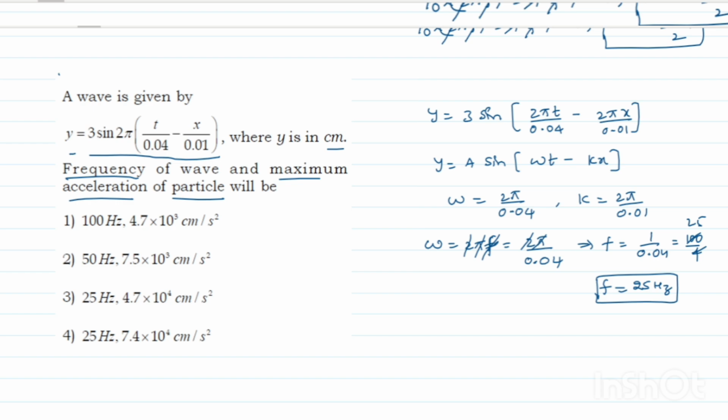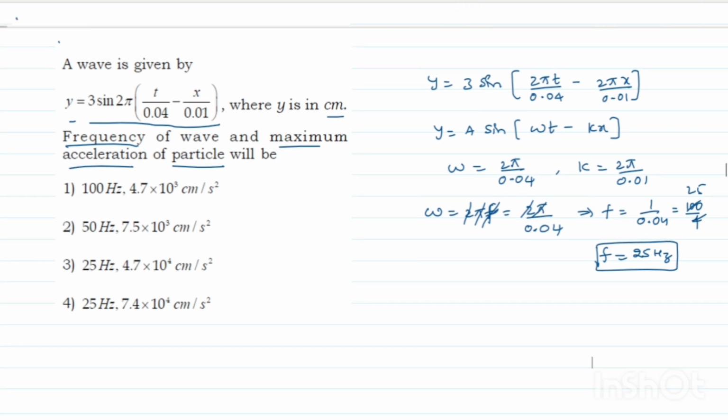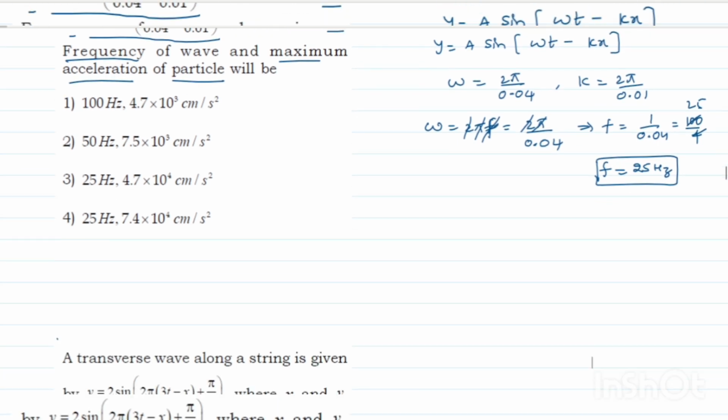Now let us calculate the maximum acceleration of the particle. The maximum acceleration of the particle will be omega square into a. This is the formula for maximum acceleration, which is nothing but here you can take omega as 2 pi by T. So it's 2 pi by T whole square.